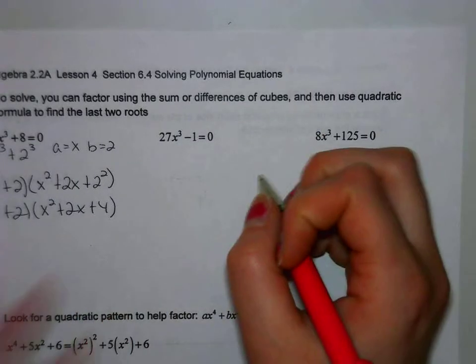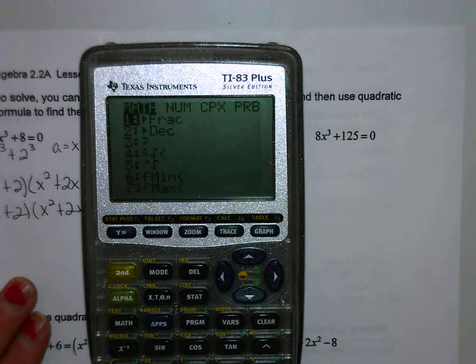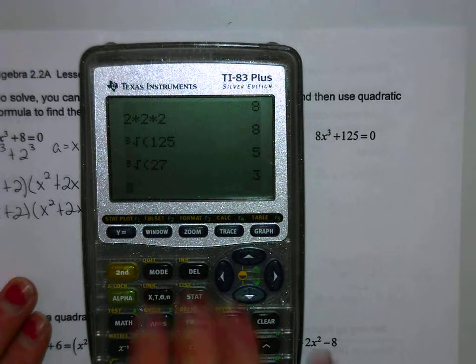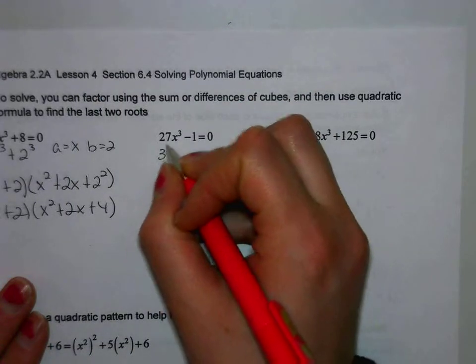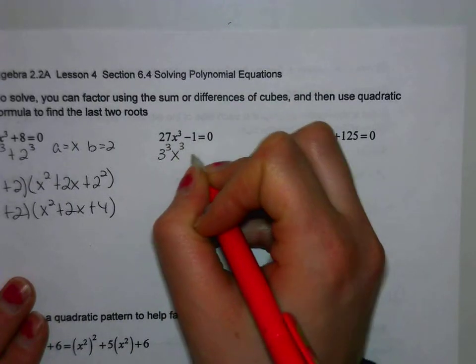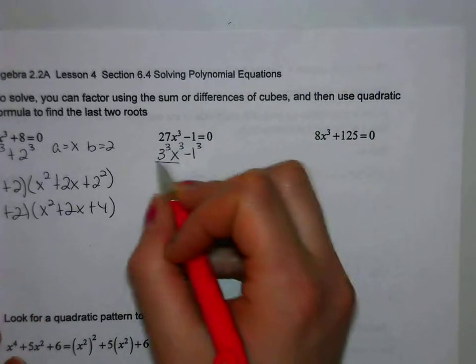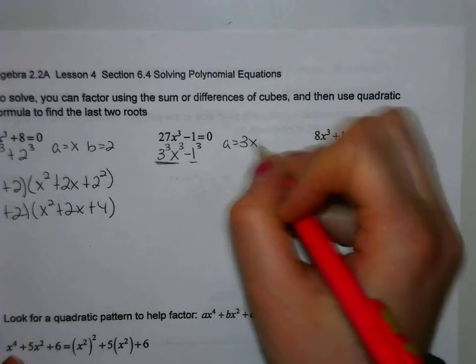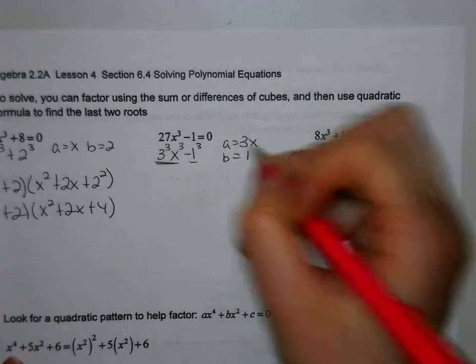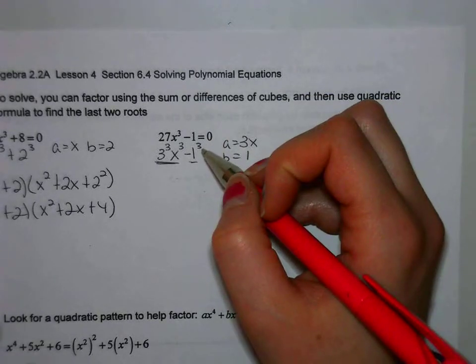Okay, next one. If we rewrite this 27, if we look at that math for 27, can be written as 3 cubed. So 3 cubed times x cubed minus 1 cubed. So if we look at that, here's our a, here's our b. So a equals 3x, b equals 1. So if we use that, we're using the difference of cubes.